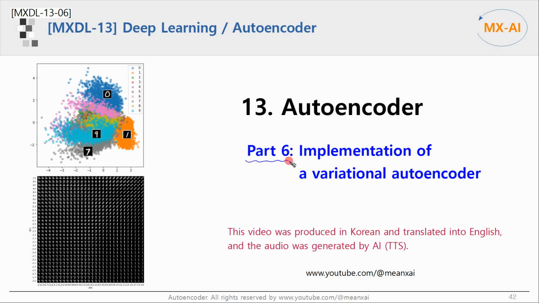This is the final part of the autoencoder series. In this video, we will implement a variational autoencoder.